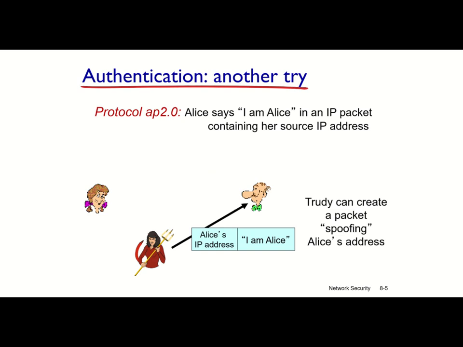So in order to show the failure scenario of AP 2.0, look at this figure. As you see, the intruder can simply record Alice's message and replay it for Bob. So basically, Trudy can create a packet spoofing Alice's address. Although the packet originates at Trudy, she can put Alice's IP address in place of her own address and send it to Bob, so Bob has no idea who has sent the packet to him.